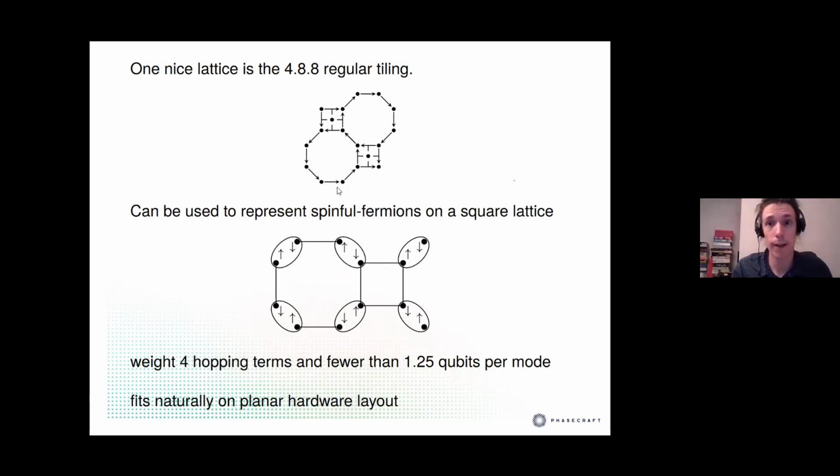It's very similar to the square lattice encoding. And this can be used to represent spinful fermions on a square lattice. So you can take these pairs of qubits or pairs of modes around this octagon and treat them as the different spin configurations of a fermion. And then you can get spin hopping terms that are weight 4. And the encoding would use 1.25 qubits per mode. And the whole thing can be put very naturally on a planar hardware layout. So we think this is quite promising for something maybe like the spinful Fermi-Hubbard model or something like this.